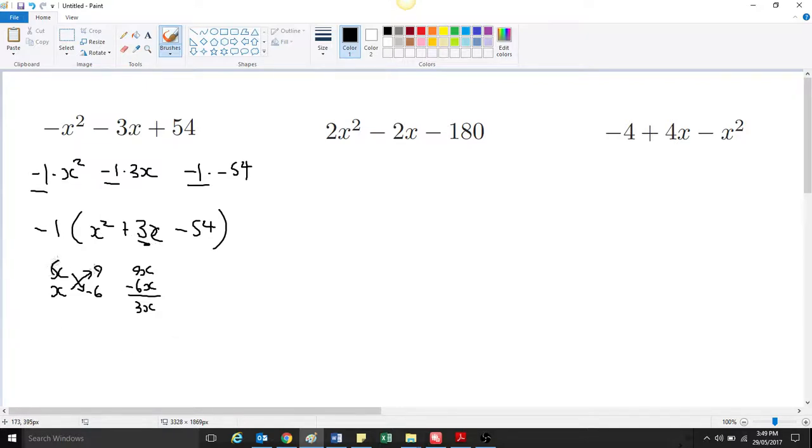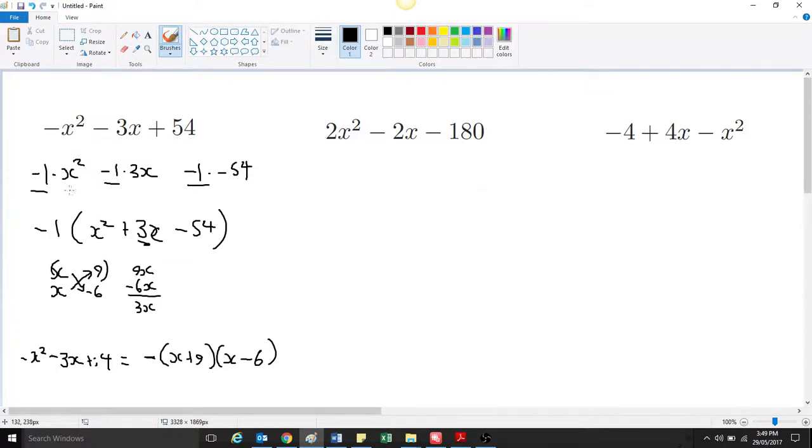So our answer is going to be minus x squared, take 3x plus 54 is equal to, now we've pulled that negative out the front, x plus 9 times x take 6. Okay. And you might have noticed I dropped the 1 off there. If there's no number there, it just means 1. Okay. All right, this second example here.